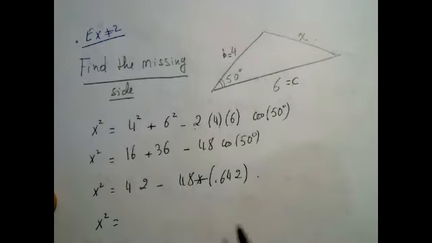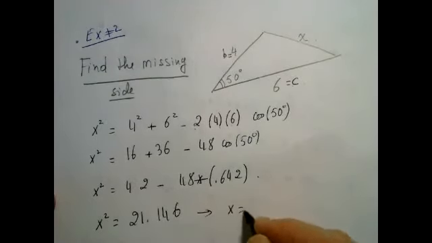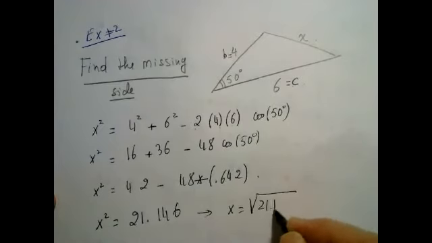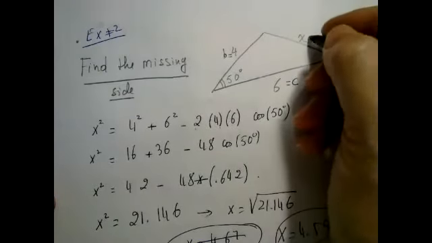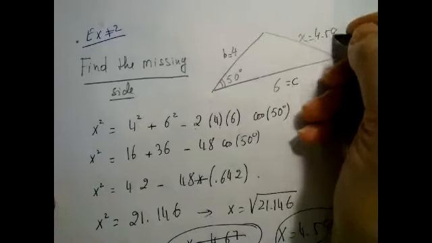So I'm getting 21.146. So x is the square root of that. It means x is, and you guys are absolutely correct, x is 4.67. Sorry, x is 4.59. I don't know where I got that from. 4.59, and the student who got the answer got it correctly.